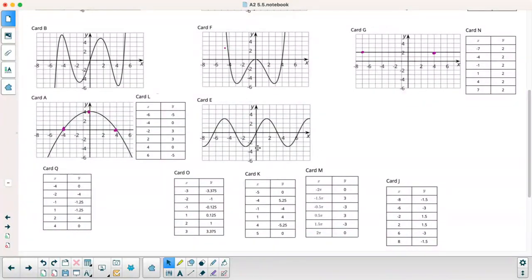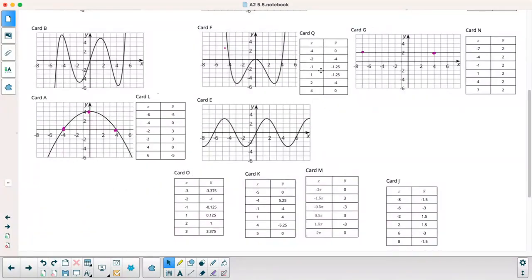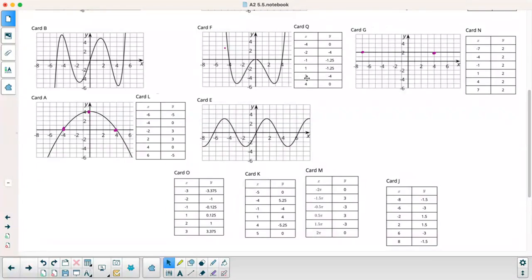All right, so let's see if we can find this one here. Looks like that one might be a hard one. Let's go to this card F. So 2 is at -4. Is there a 2, -4? Here, this one. Let's double check. 2 is at -4. That looks good.